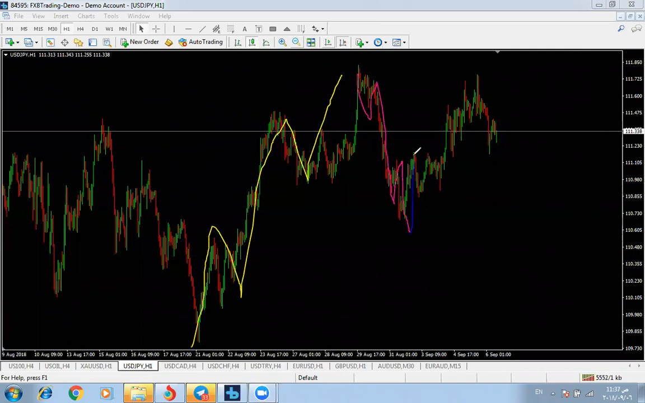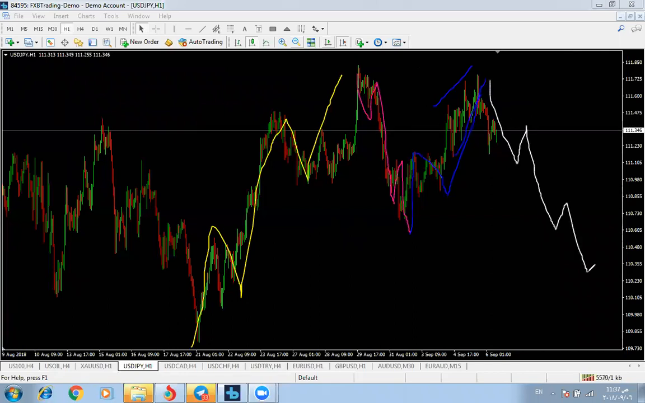ABC. This is A, this is B, and this is C, and wave C is in the form of a contracting diagonal. So what is the next move? Our next move, the price is going to move to the downside: 1, 2, 3, 4, 5 in the form of 5 waves to the downside.